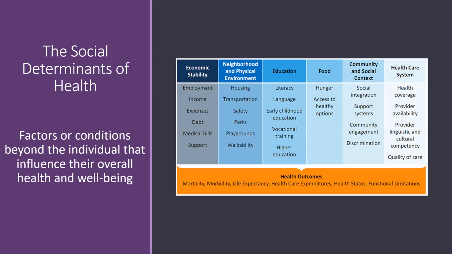Community and social context. When we apply the social determinants to aging, you will see loneliness and social isolation really come out as big predictors of older adult health. And that relates back to this community and social context.